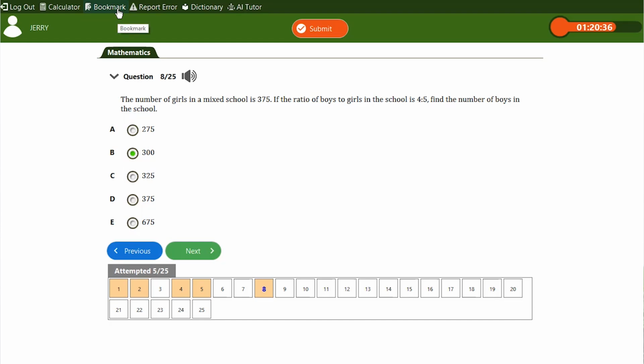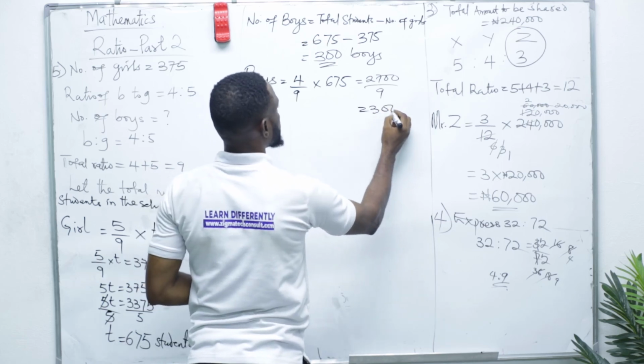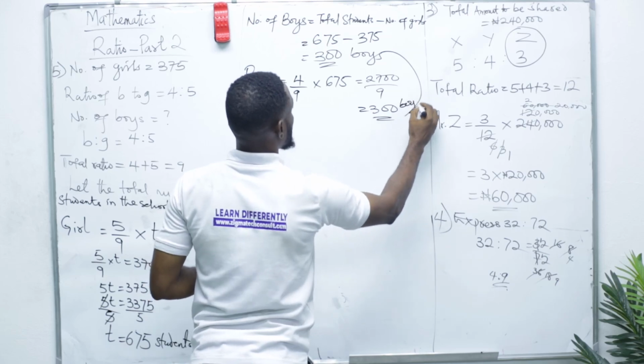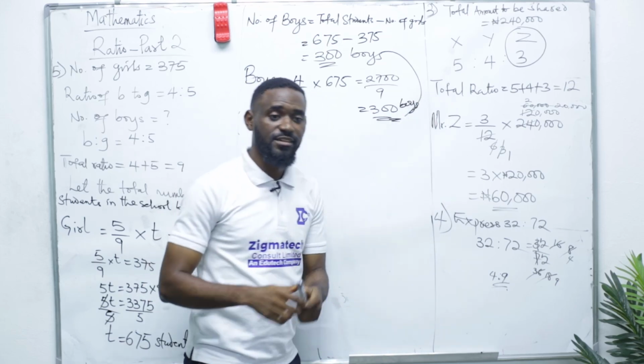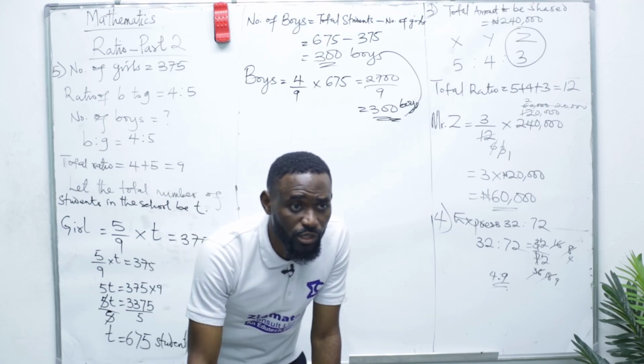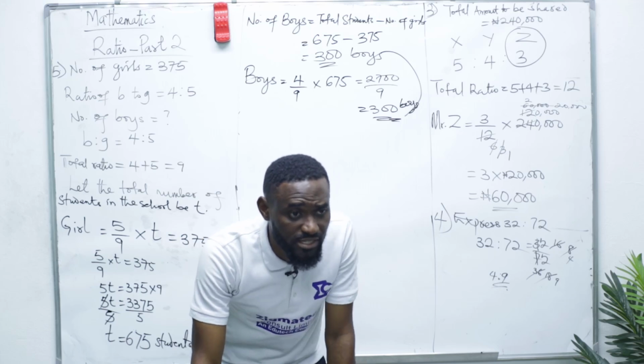300. Okay, all right, to give us 300 boys, which is also the same thing we got here. So I think there is so much you can do with the app. You can check the calculator there and make some of these things easier for you.